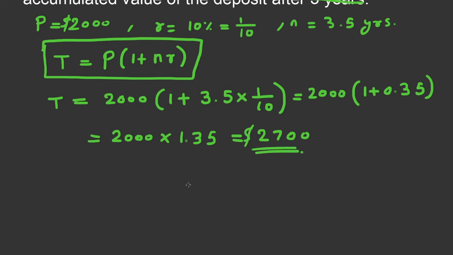We studied another case here, that is when n is not an integer. It can take any value in between. Still, we are using the same equation, that is T is equal to P into 1 plus NR, in the case of simple interest. We will discuss more about different interest calculations in other videos.